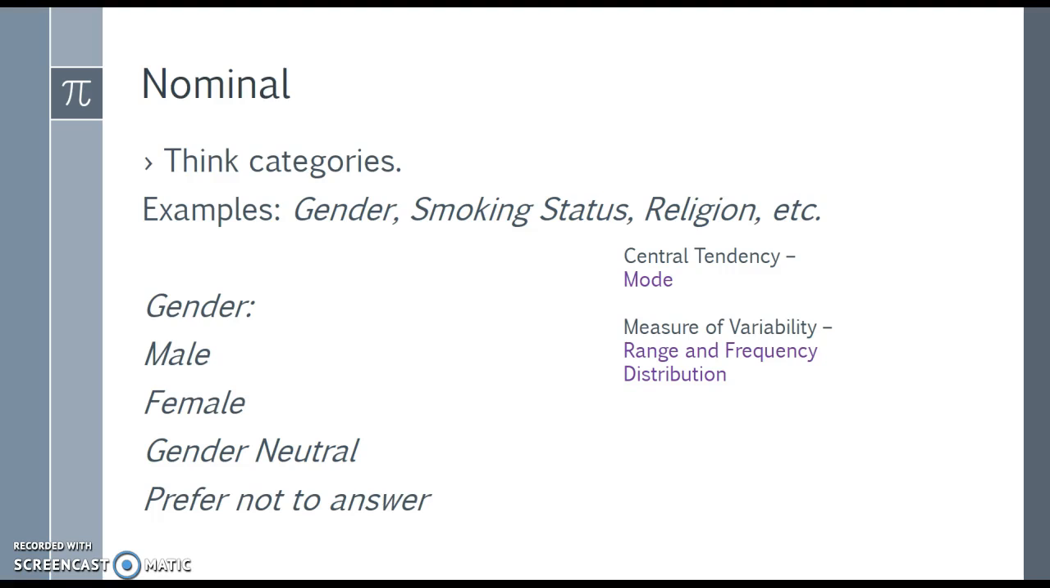For example, if we take gender and we look at possible options to respond as male, female, gender neutral, or prefer not to answer, one option is not better than the other option. One option does not hold a higher value than the other option. Simply put, these are just categories. So when you are measuring the central tendency using nominal variables, you're going to use the mode. If you're measuring variability, you'll want to use the range, or perhaps you can do a frequency distribution.